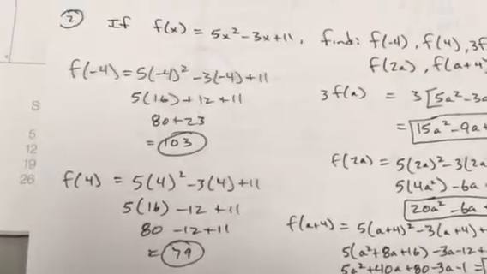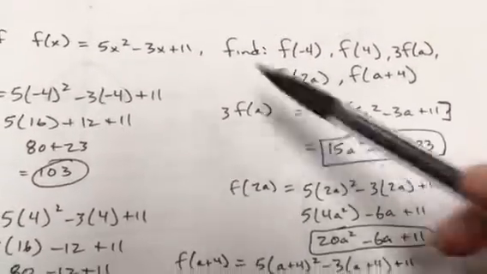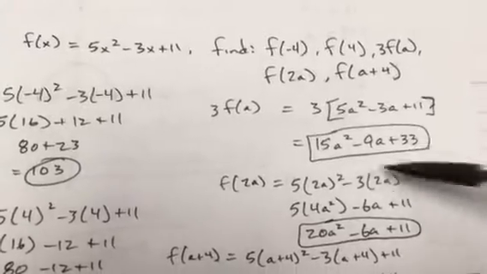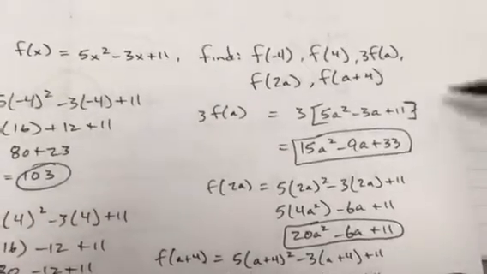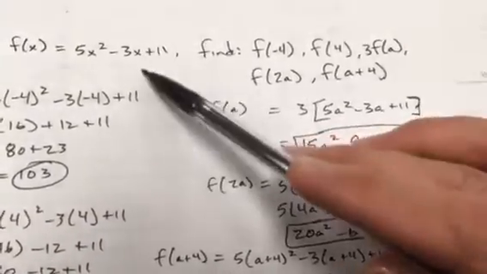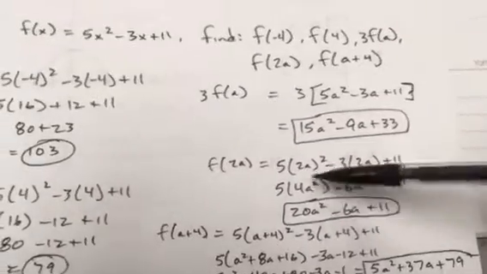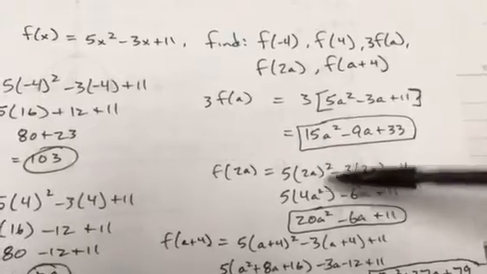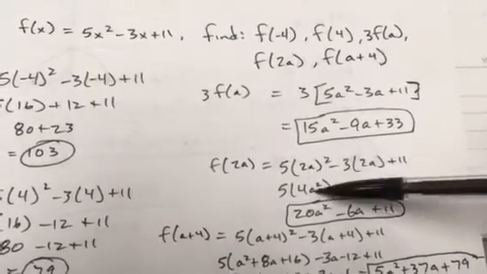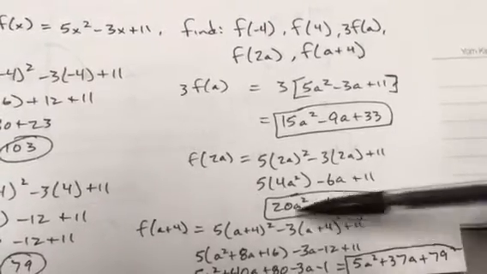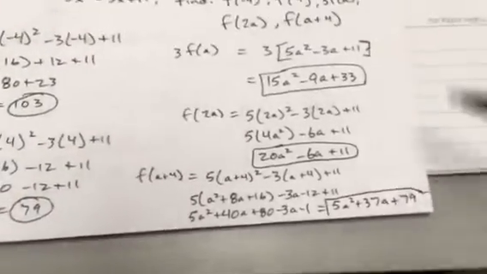Guys, all we're doing on 3f of a is plugging a in for x, and then tripling that whole equation. So these two equations are the same. That just has x and that has a. Then we're tripling all those terms. Now f of 2a, I've got to square 2a first, then multiply it by 5. Triple that, add 11, simplify, right? We did a few like that in class.